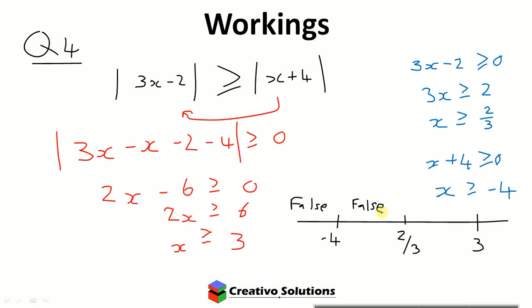Okay, take any number between there. Let's just take 2. 2 is probably the easiest number to work with. 3 times 2 is 6. 6 minus 2 is 4. Then 2 plus 4 is 6. So we've got 4 greater than 6. That's false, also false.